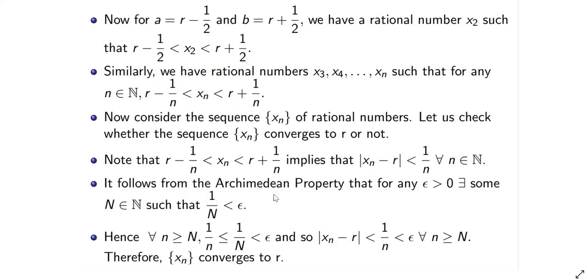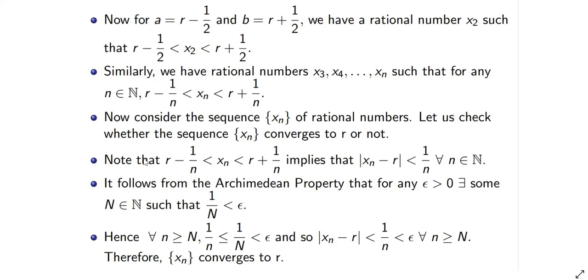Now we use the Archimedean property. What is the Archimedean property? It says that for any given real number, there exists a natural number m such that m is greater than it. The equivalent condition is that for a given epsilon greater than 0, there exists a natural number N such that 1 by N is less than epsilon.